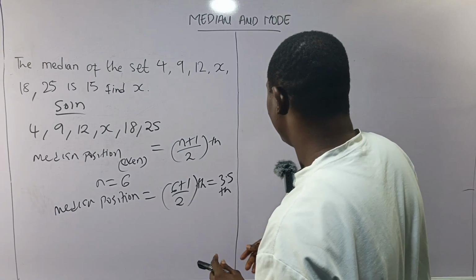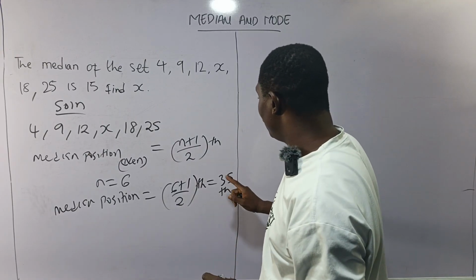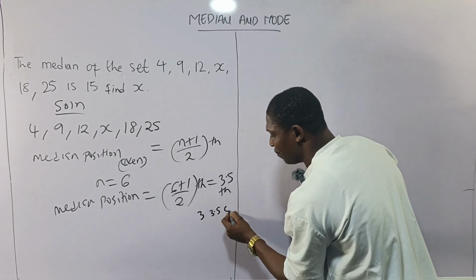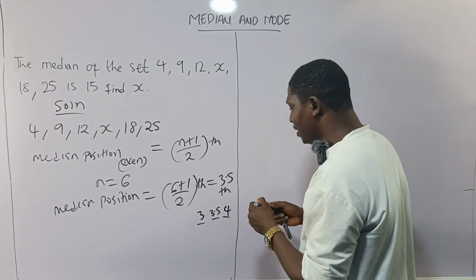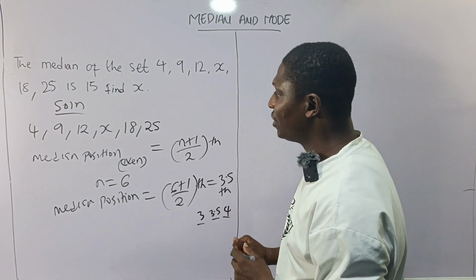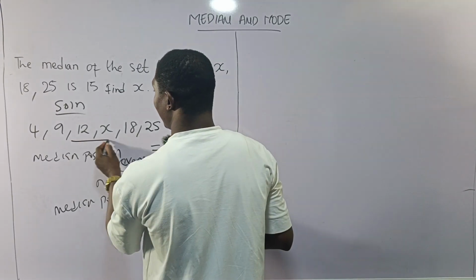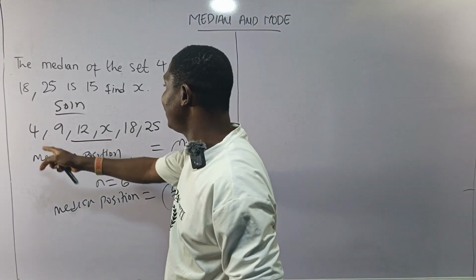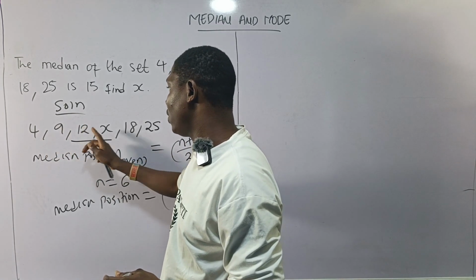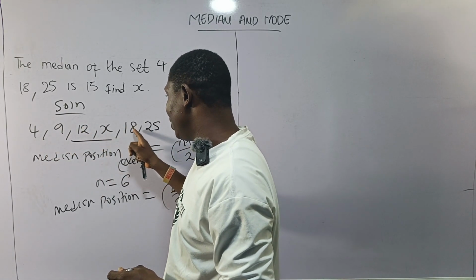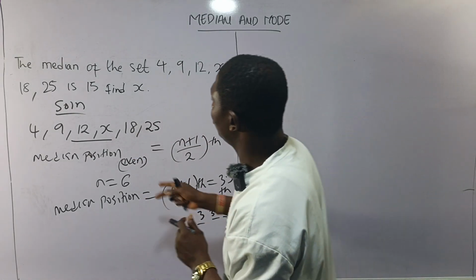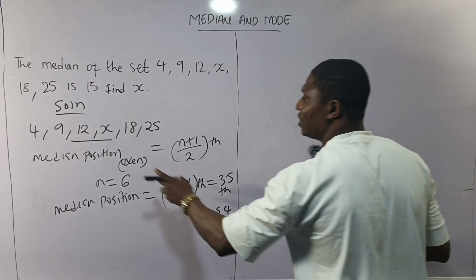That simply means the median will lie between the third and the fourth number. Because if I have 3, I will have 3.5, which is 3 and a half, before I have 4. So the median lies halfway between the third and the fourth term. You can see that after 4, it increased to 9. After 9, it increased to 12. After 12, you have your x. After x, you increase to 18. After 18, you have 25. And our median was given as 15.